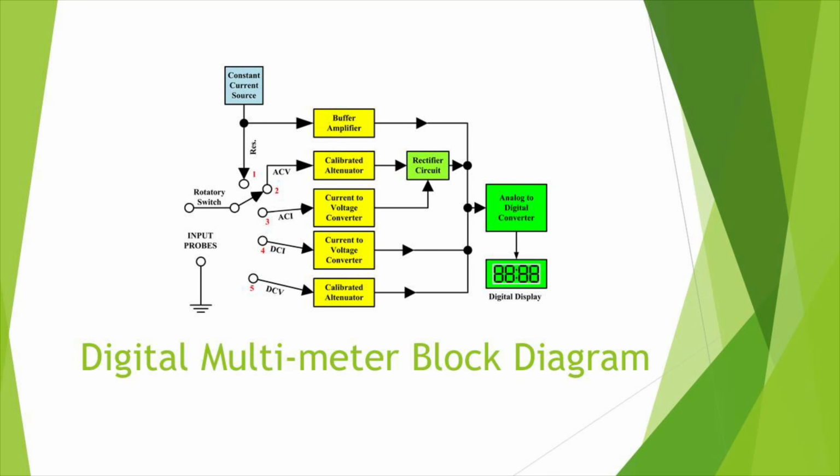This is a digital multimeter block diagram. For example, the current is converted to voltage and sent to the rectifier circuit, and then it changes from analog to digital through the converter, and the digital display will show a digit number.